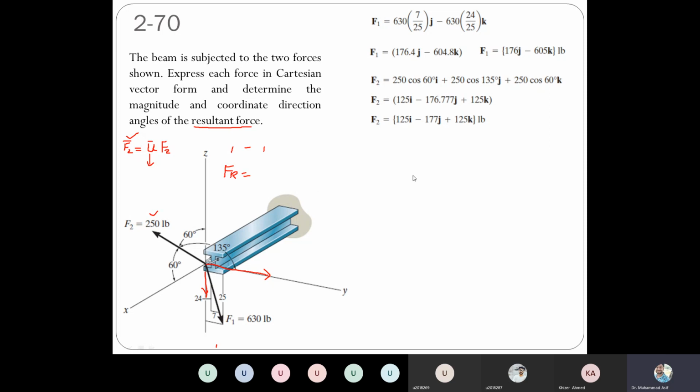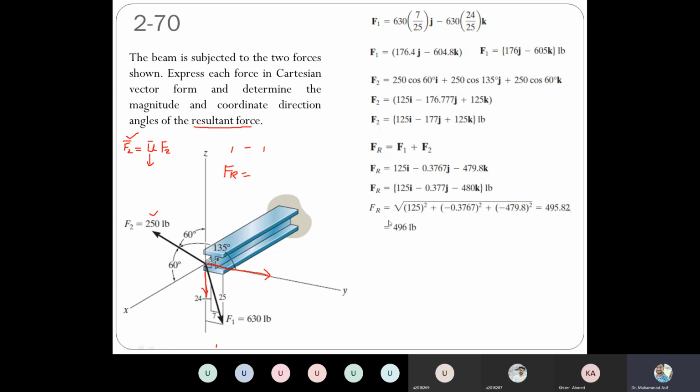And how to get the resultant force? You add up the forces, F1 plus F2. And how to get the magnitude of this resultant force? You take this square, this square, this square, and then you take the square root. That will be the magnitude of this force.